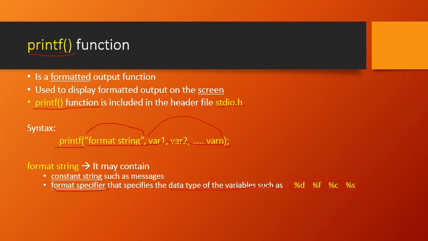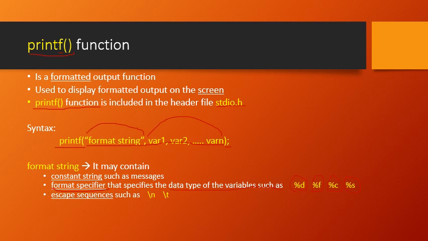Format specifier means it contains 2 characters basically, a percentage sign and then a d, or %f, or %c, or %s. What does it indicate? It indicates the type of the data of the variable, that is, the data type of the variable. %d means integer, %f means floating point, it can be float or even double, and %c means single characters, more precisely, and %s means strings, a group of characters.